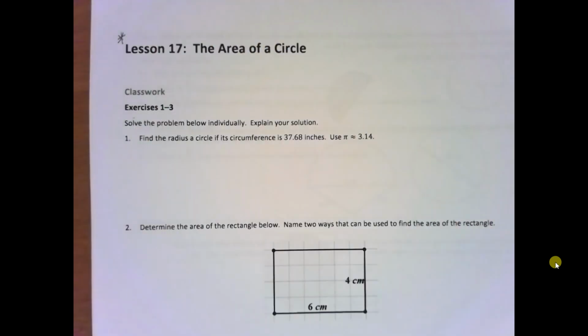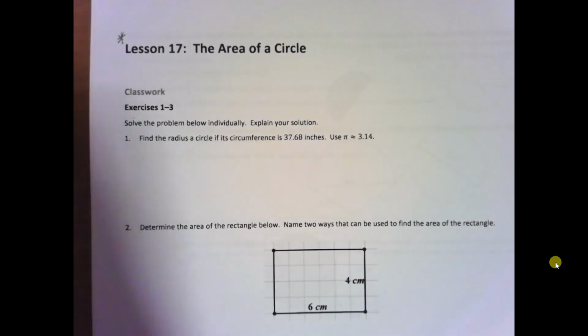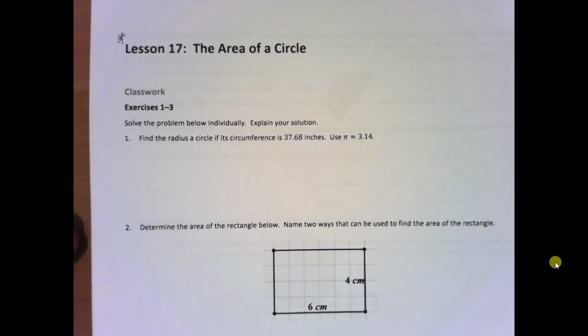All right. So for exercises, I'm on lesson 17, the area of a circle. In my book, it is page S102. It means it's going to be a little bit further along in your book, but again, mine is roughly S102.